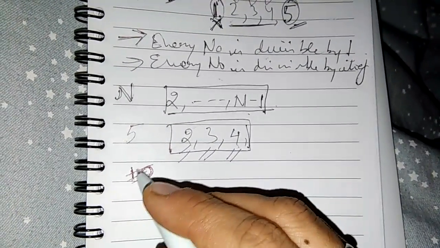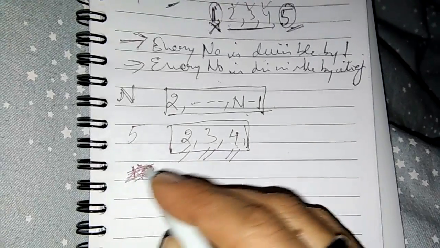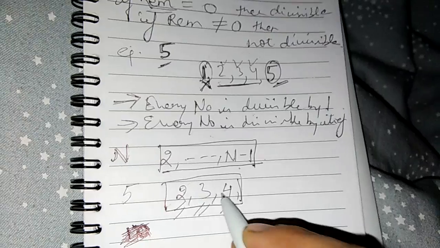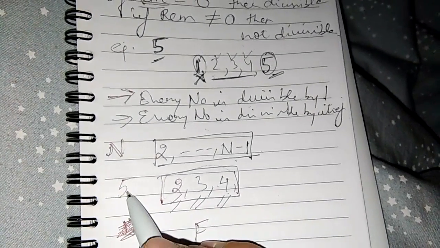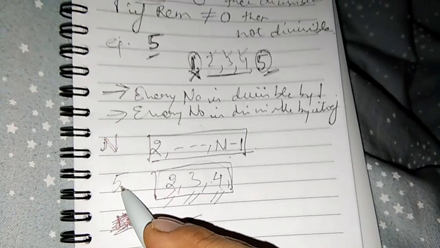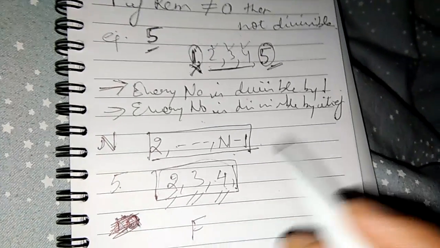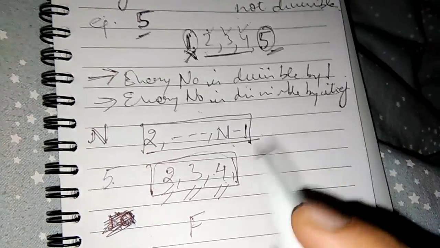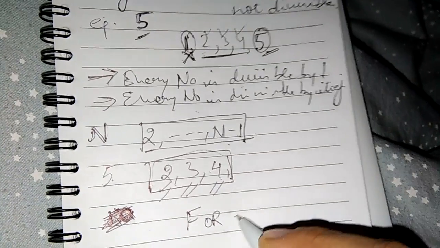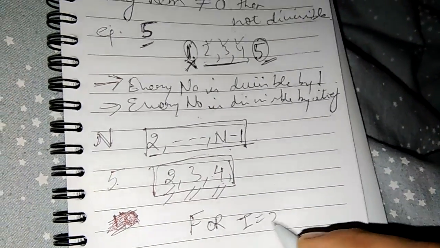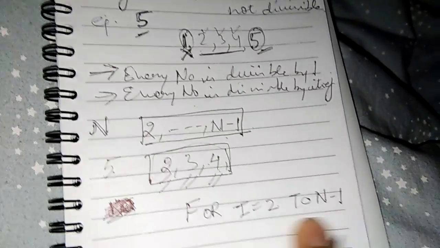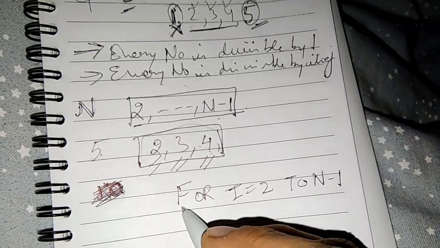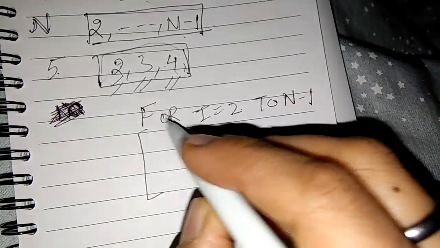I'll be discussing the program in the next session. I'm just discussing the logic. So for these numbers, I'll have to run the loop. Now here I know the number n, but when the user inputs the number, I don't know the value of n. So I'll run the loop for i equal to 2 to n minus 1, and all the checking will be done in this loop.